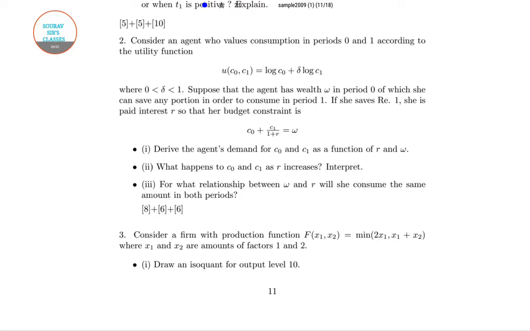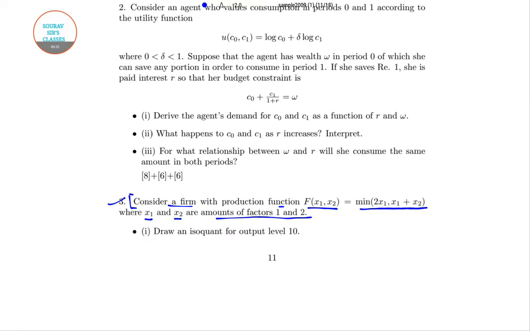So in today's video, we'll be talking about a question on production functions from economics. It is given: consider a firm with the production function f(x1, x2) equals minimum of 2x1, x1 plus x2, where x1 and x2 are amounts of factors 1 and 2. We have to draw an isoquant for output level 10.